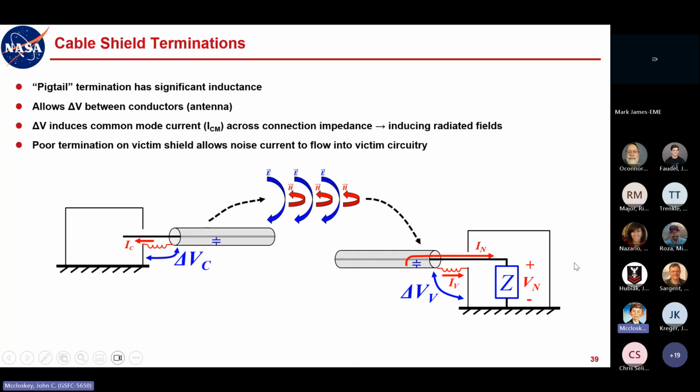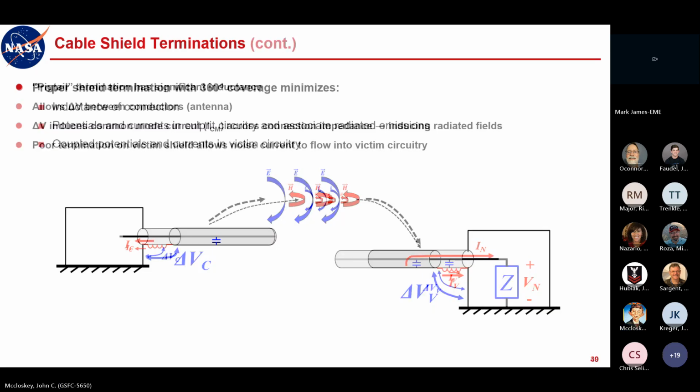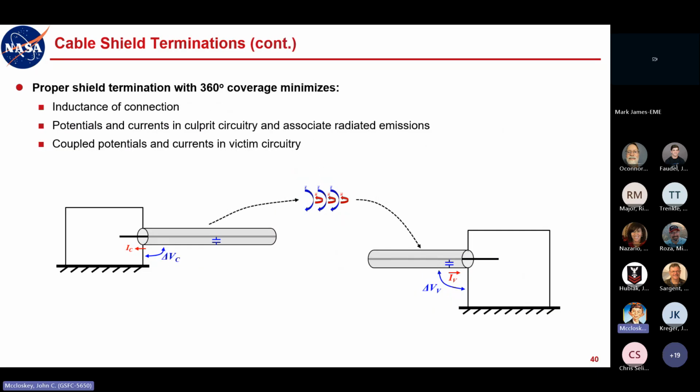So when you put a pigtail in there as your shield termination, you are compromising its effectiveness, and that will get worse with frequency. A proper shield termination with 360-degree coverage will minimize the inductance of the connection. It will minimize those potentials and currents in the culprit circuitry and reduce emissions. And it will also reduce the coupled potentials and currents in your victim circuitry. So it's all the stuff that you want.